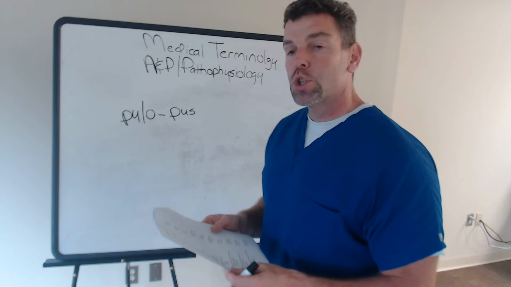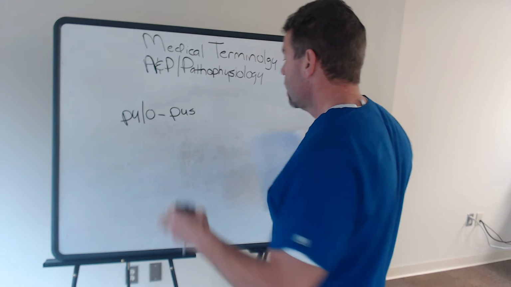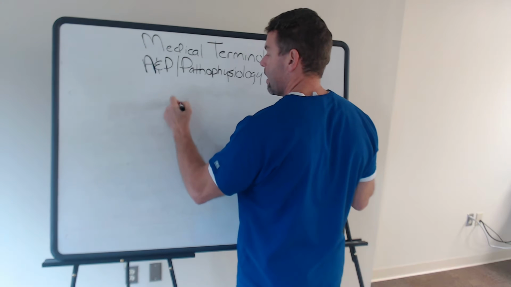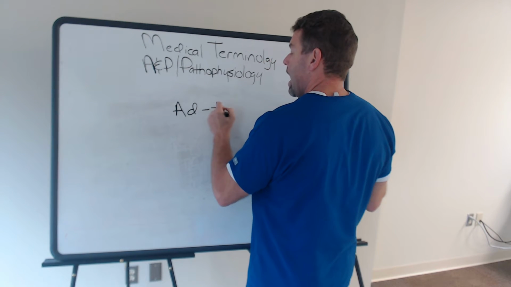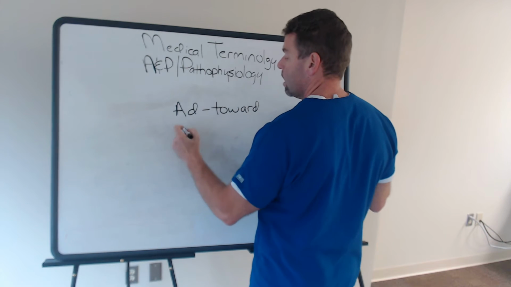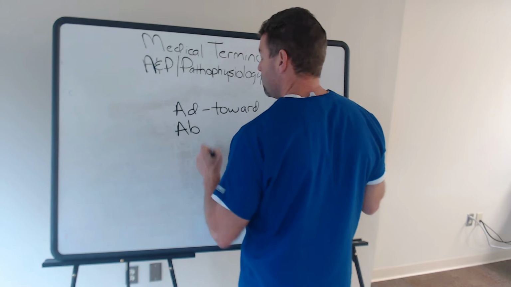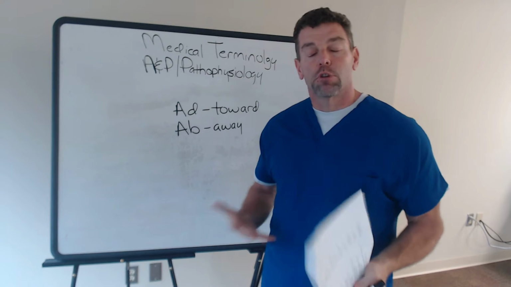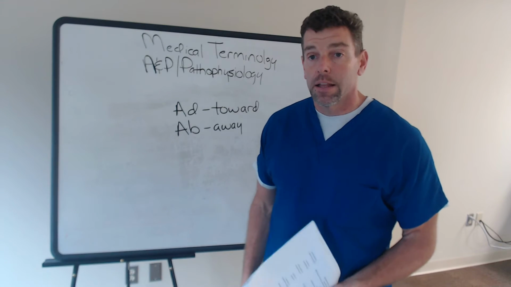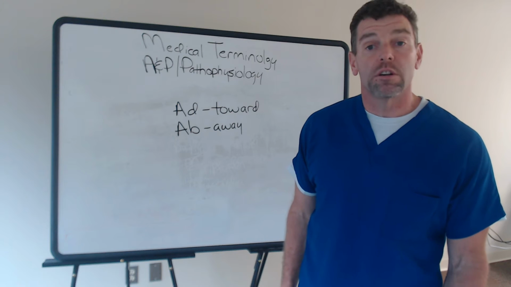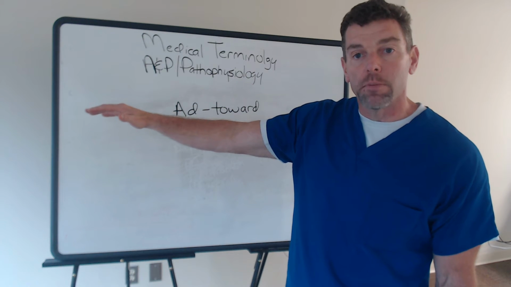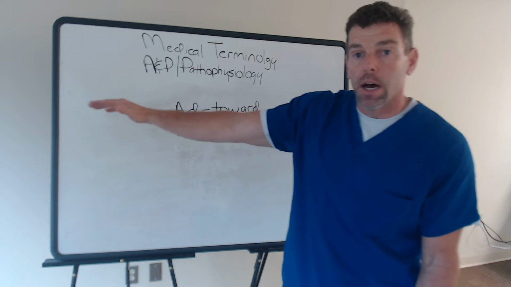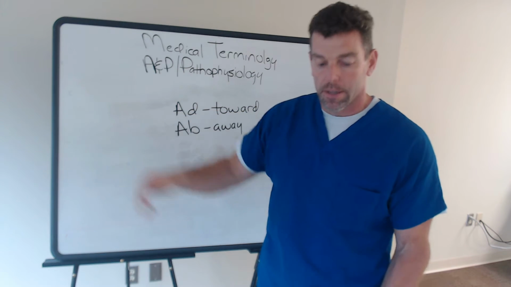A prefix meaning toward. Ad means toward, but the prefix ab means away. What those really mean is, ad means to bring back toward the midline, whereas ab means to take away from the midline. So to adduct means to bring back toward the midline of the body. To abduct means to take away from the midline of the body.